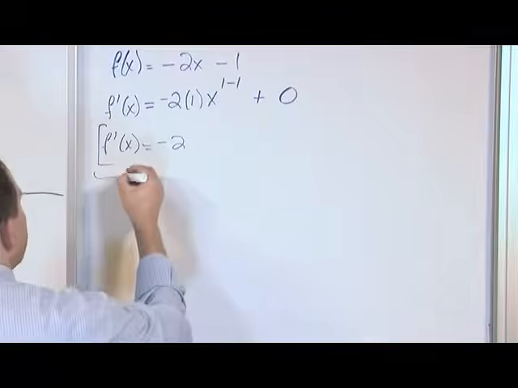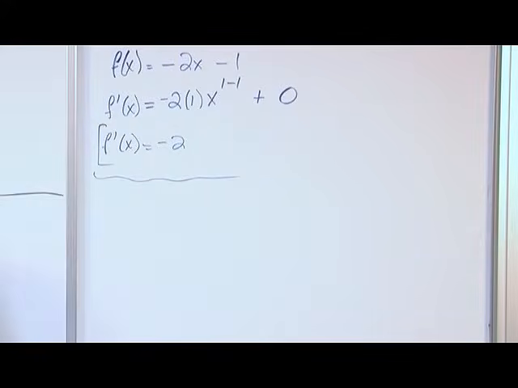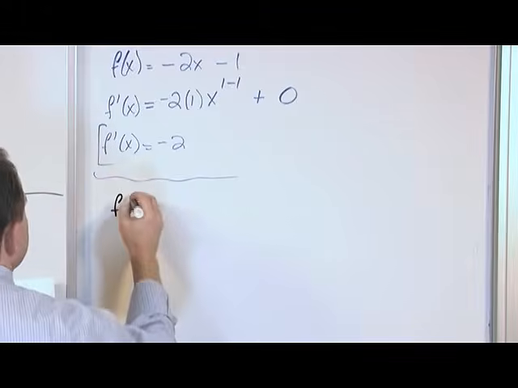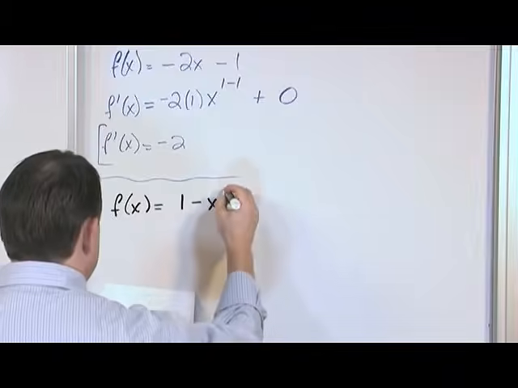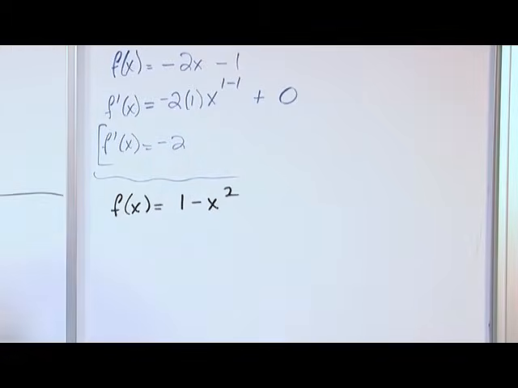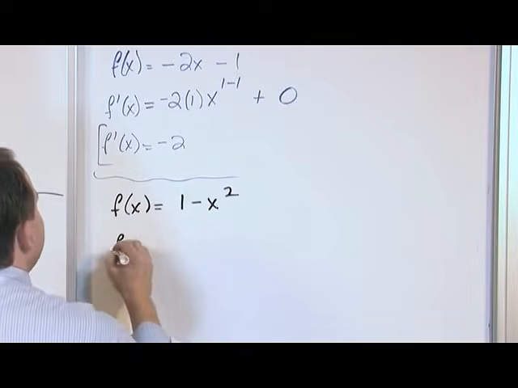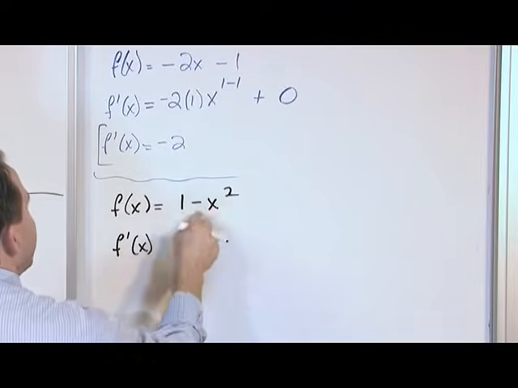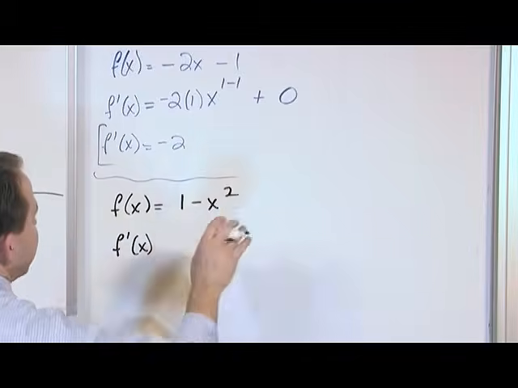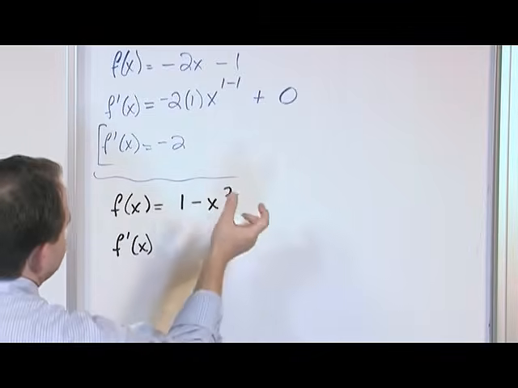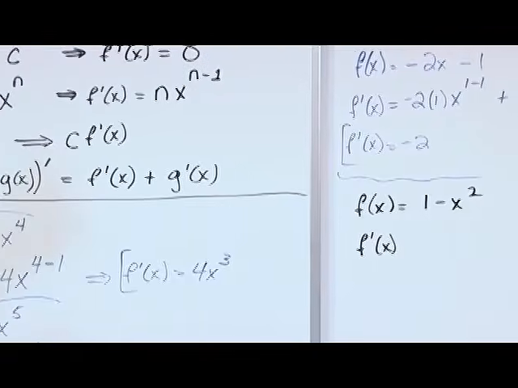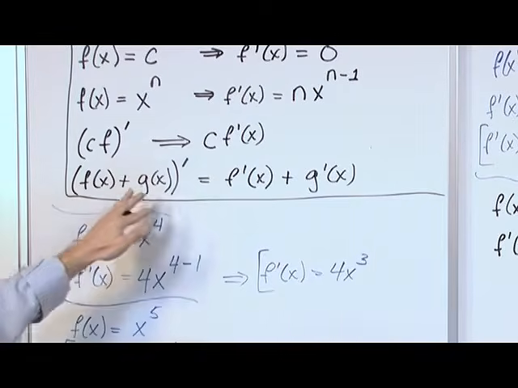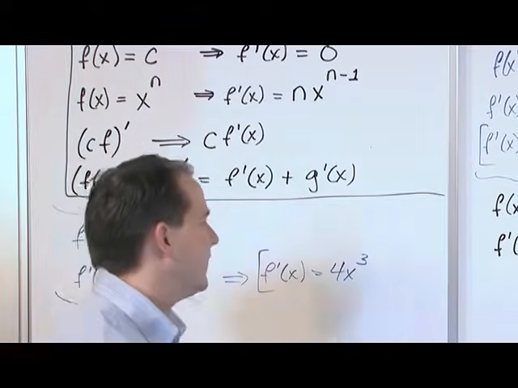Okay, let's go and work another one. Let's say that we have f of x is equal to 1 minus x squared. So again, we have two functions, and they're basically summed together. The fact that this is negative doesn't really matter because you could say 1 plus negative x squared. But they're summed together. So just like we look at our guy here, we take the derivative of the first part, we take the derivative of the second part, and we basically add them together.